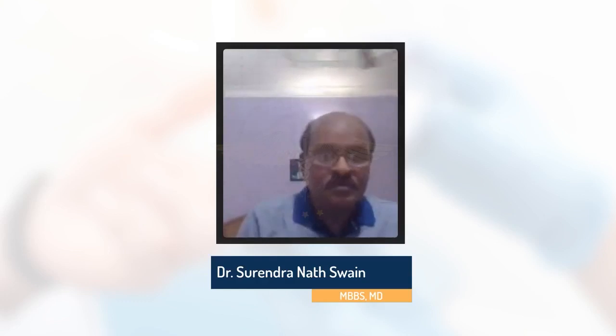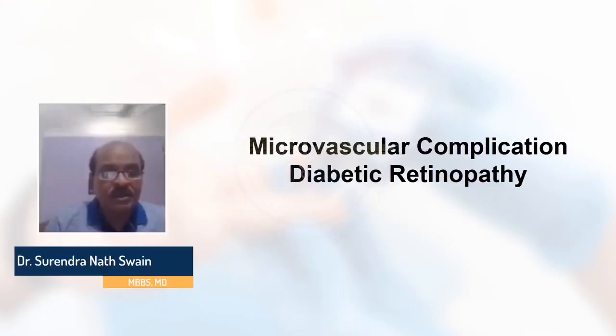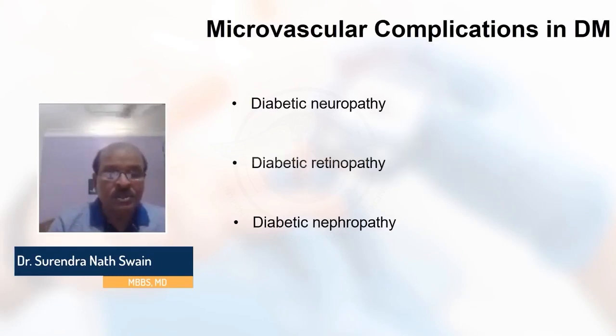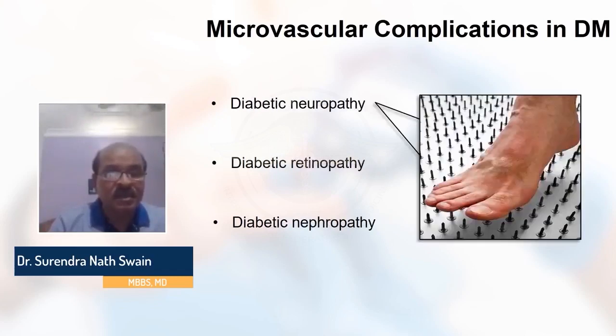Today, we are starting with the microvascular complications of diabetes, focusing on diabetic retinopathy. Diabetes is very common in our country. The microvascular complications of diabetes mellitus are of three varieties: diabetic neuropathy, diabetic retinopathy, and diabetic nephropathy. So today we'll discuss diabetic retinopathy.